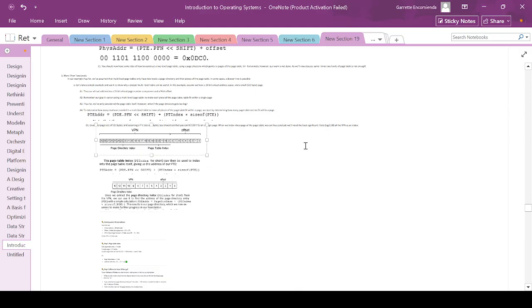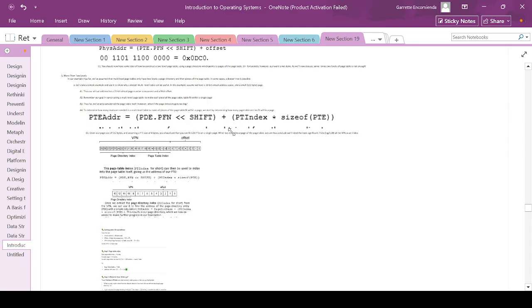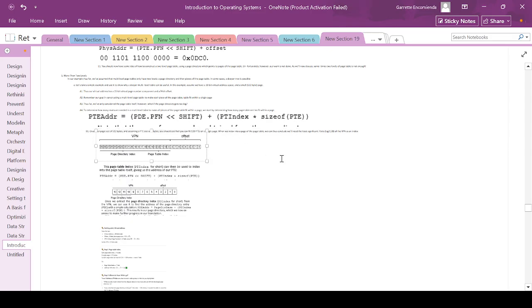To determine how many levels are needed in a multi-level table to make all pieces of the page table fit within a page, we start by determining how many page table entries fit within a page.